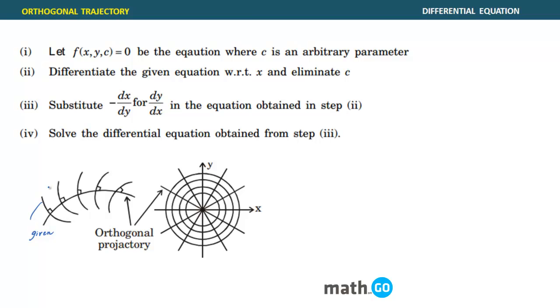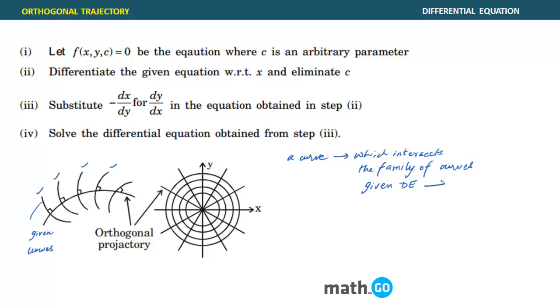These are all the given curves. So, these are given curves. You need to find a curve which intersects the family of curves given by the differential equation, because a differential equation will be given to you, at 90 degrees.